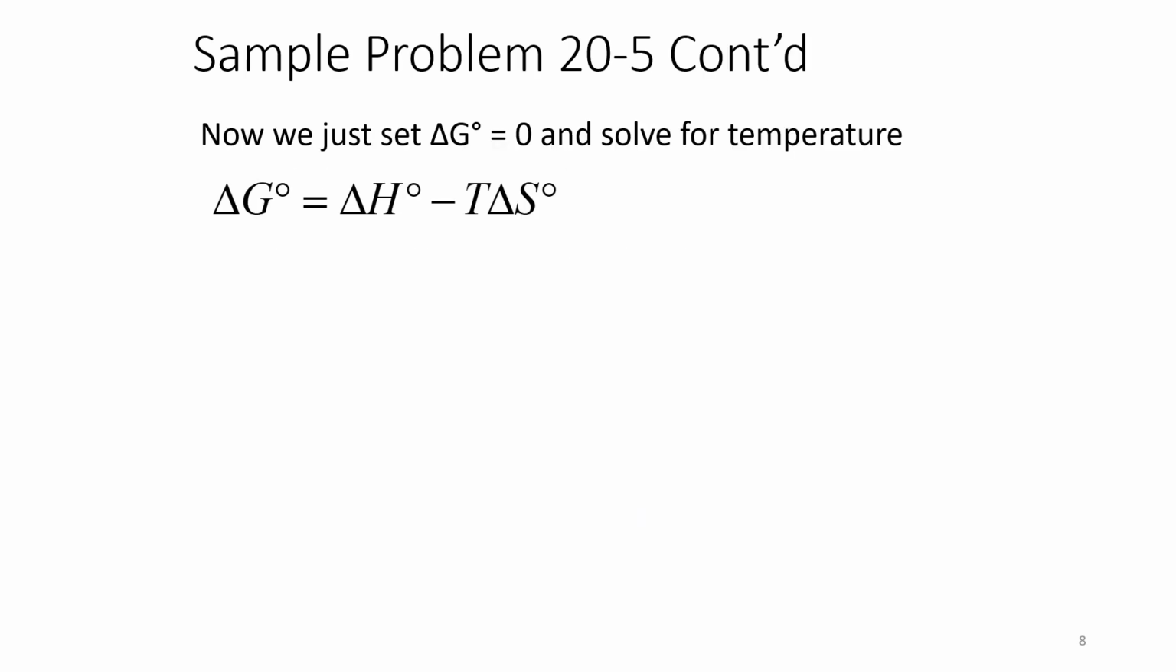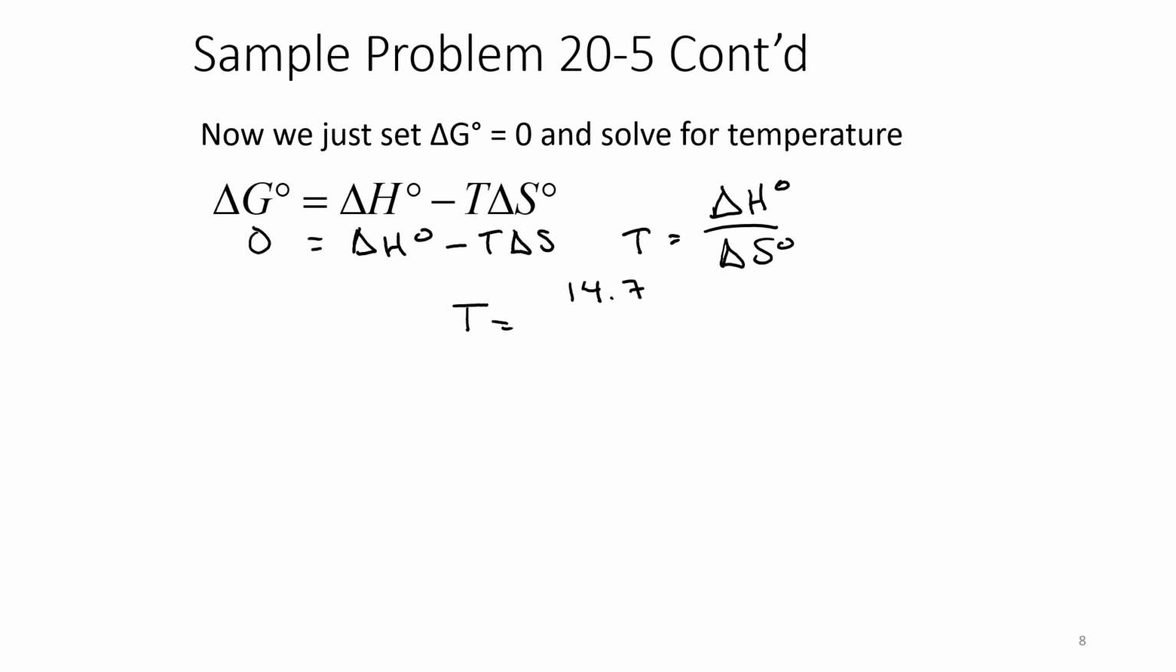So again, if we set our delta G equal to 0, then 0 is equal to delta H minus T delta S, or T is equal to delta H over delta S. So now we can plug in our temperature. In this case it is our 14.7 kilojoules divided by our delta S, which was, in the same units, 0.0313 kilojoules per Kelvin.